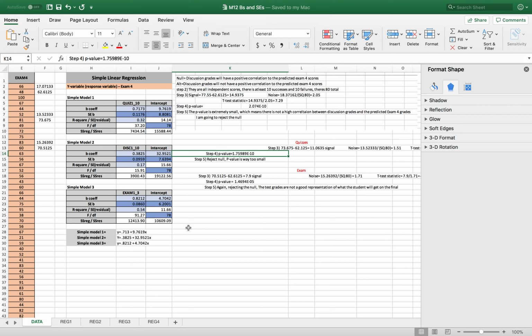And then for the next one, it's saying how much is the discussion based on all of this additional stuff, and I got 0.57 minus 0.54, which is 0.03, which is 3%.